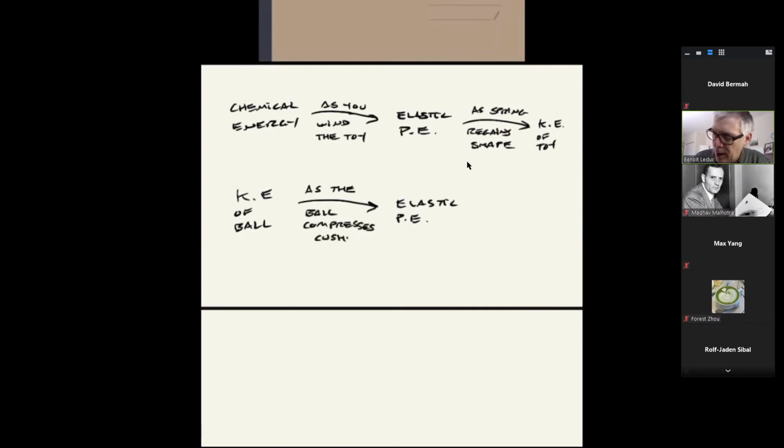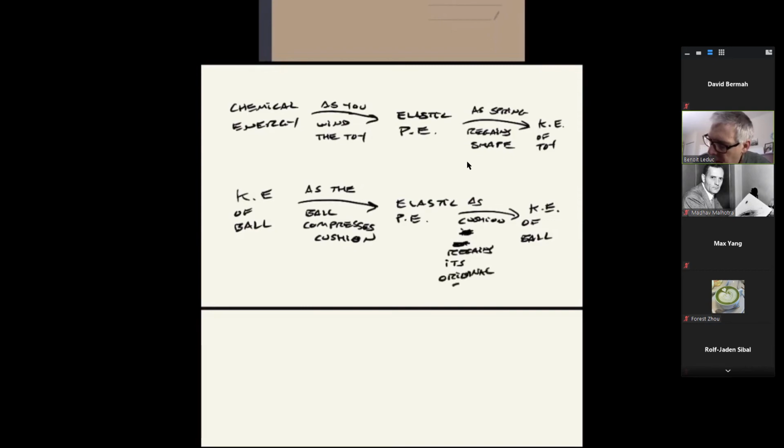And then what happens next? Of course, the cushion does work on the ball, slowing it down, and the ball does work on the cushion, crushing it. And then what happens after? The cushion regains its original shape and releases its elastic potential energy, and the ball has kinetic energy. Very good. So as the cushion regains its original shape.